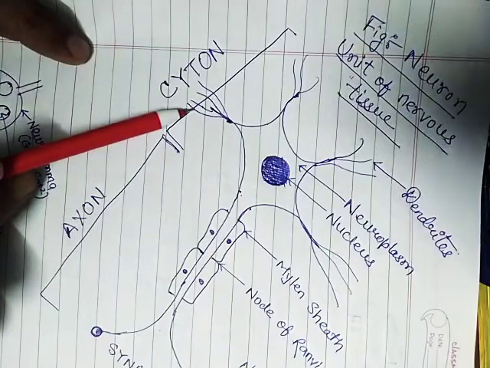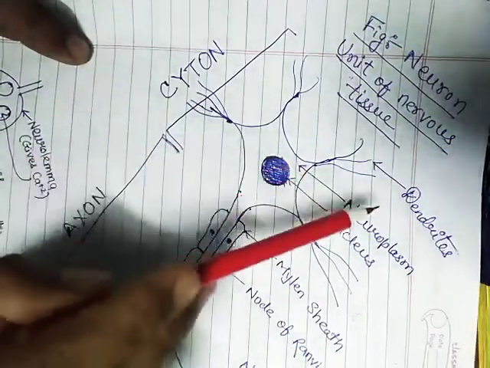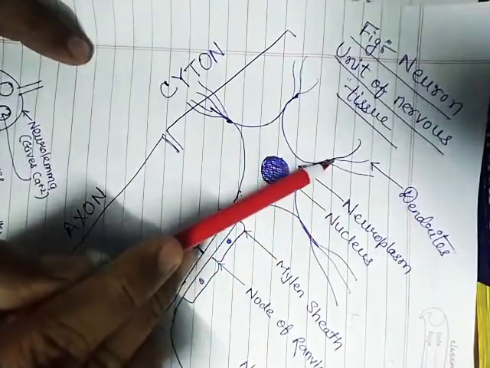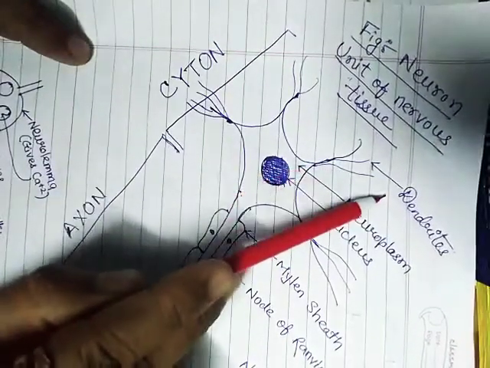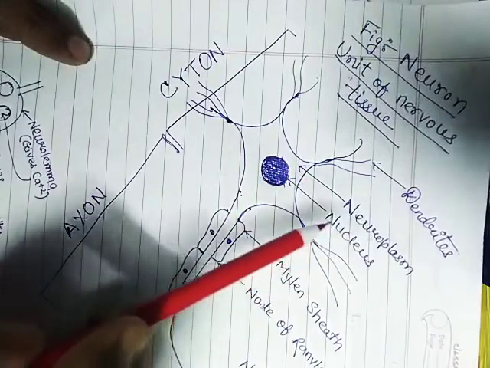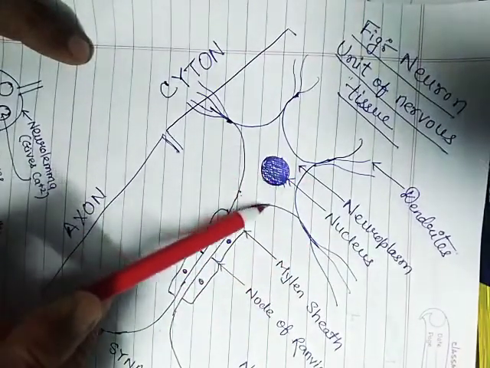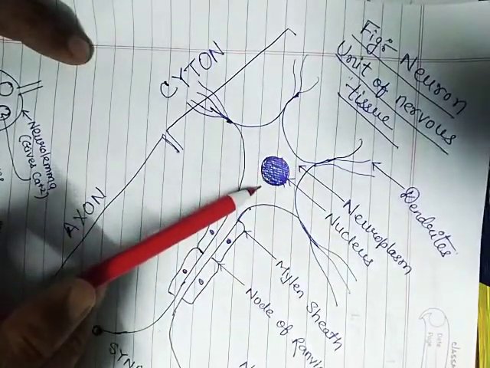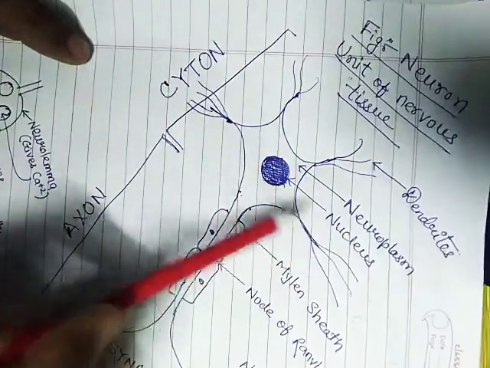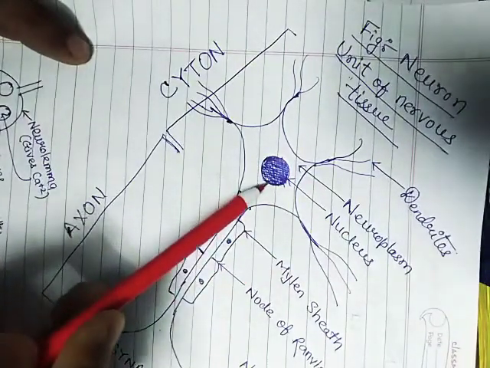The cyton has further parts. The first is dendrites, which are thread-like structures on the sides of the star. They are known as dendrites. Next, there is cytoplasm inside this cyton, which is known as neuroplasm, and a nucleus.